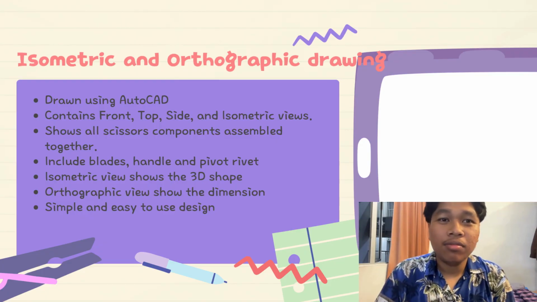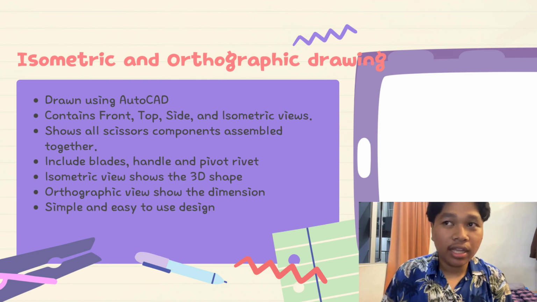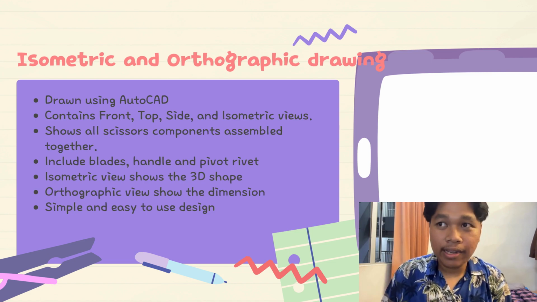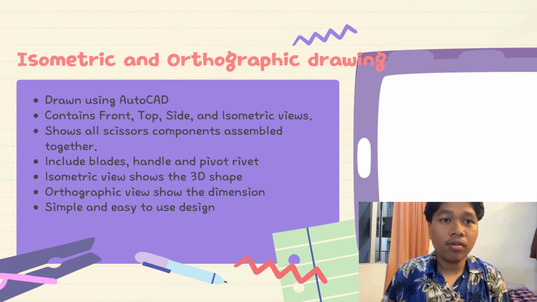Moving on to isometric and orthographic drawing. For my team, we are using the AutoCAD app. Inside that, it contains front, top, side and isometric views. It shows all scissors components assembled together, which contain blades, handles and pivot rivet. The isometric view shows the 3D shape model, and the orthographic view shows the dimensions of the object. We designed the scissors simple and easy to use.